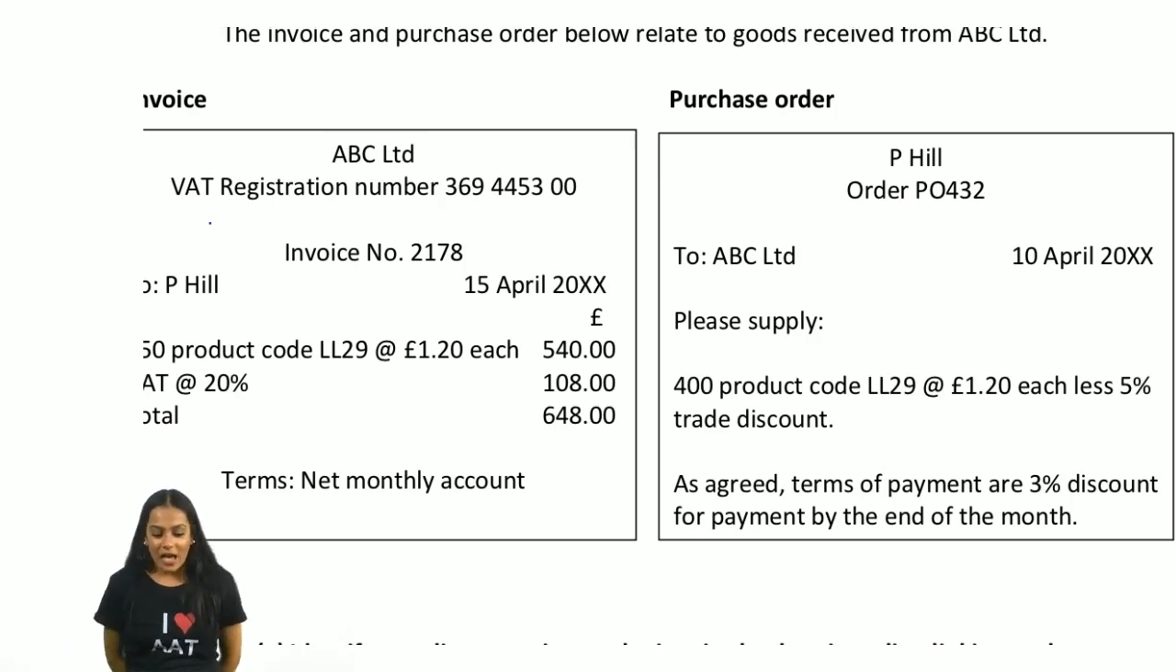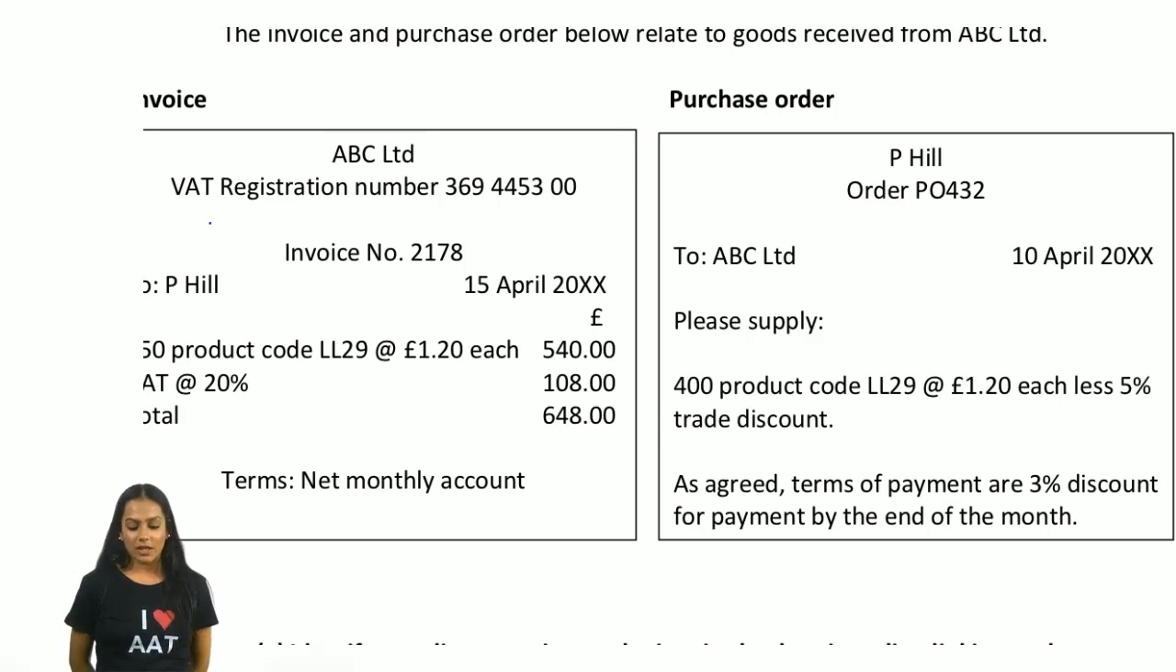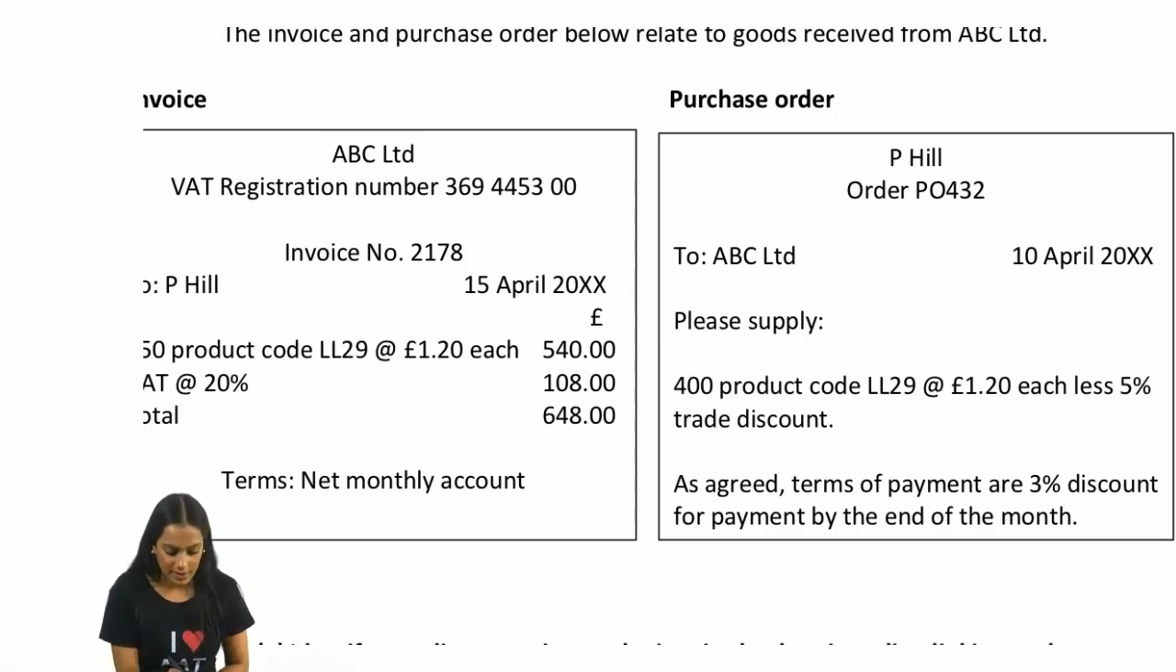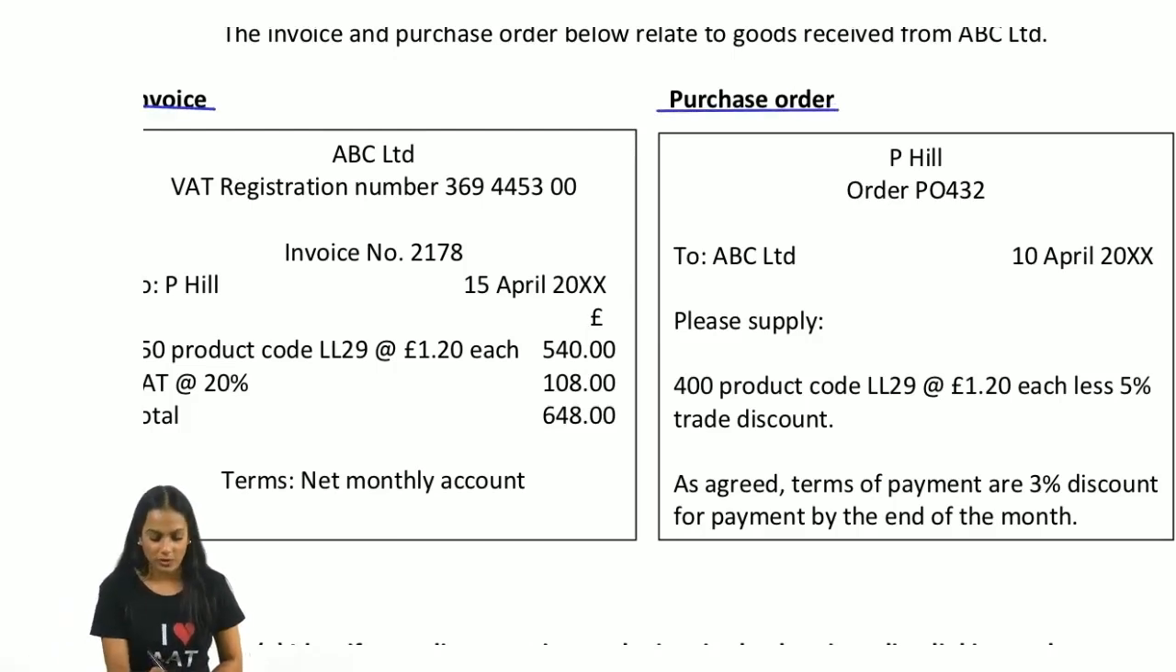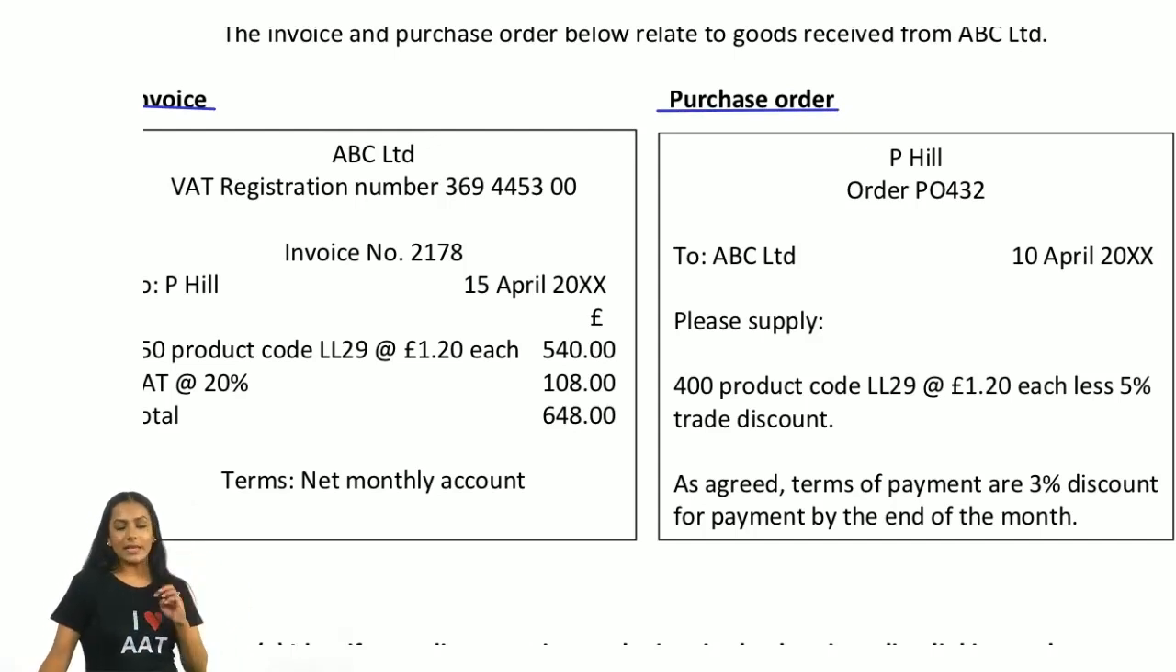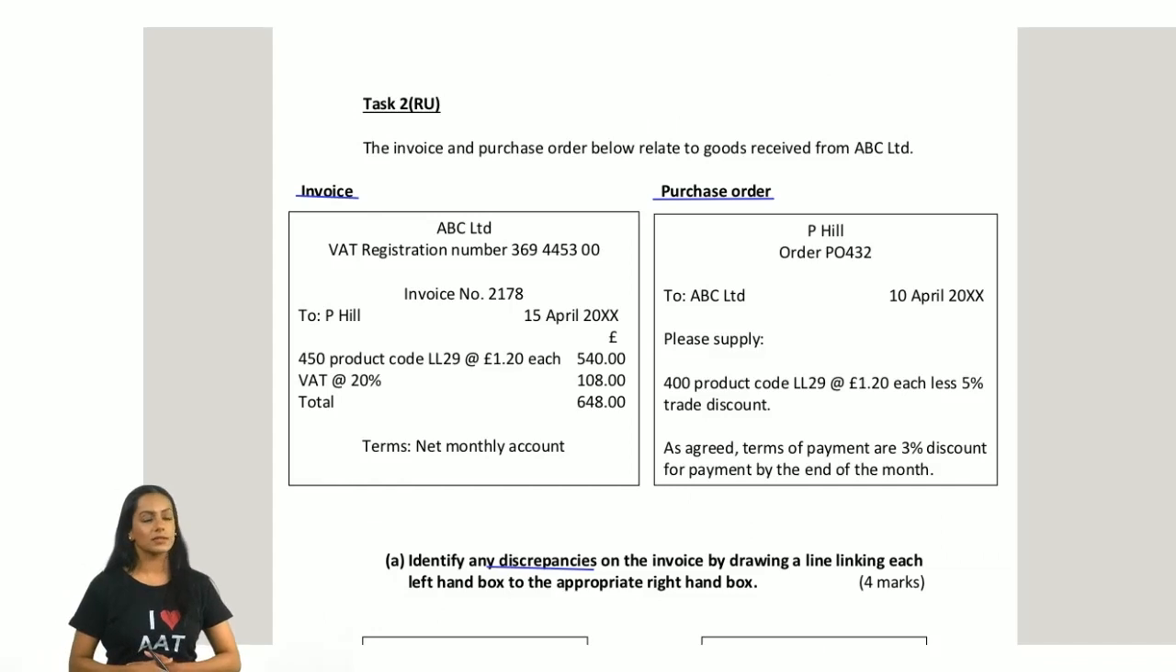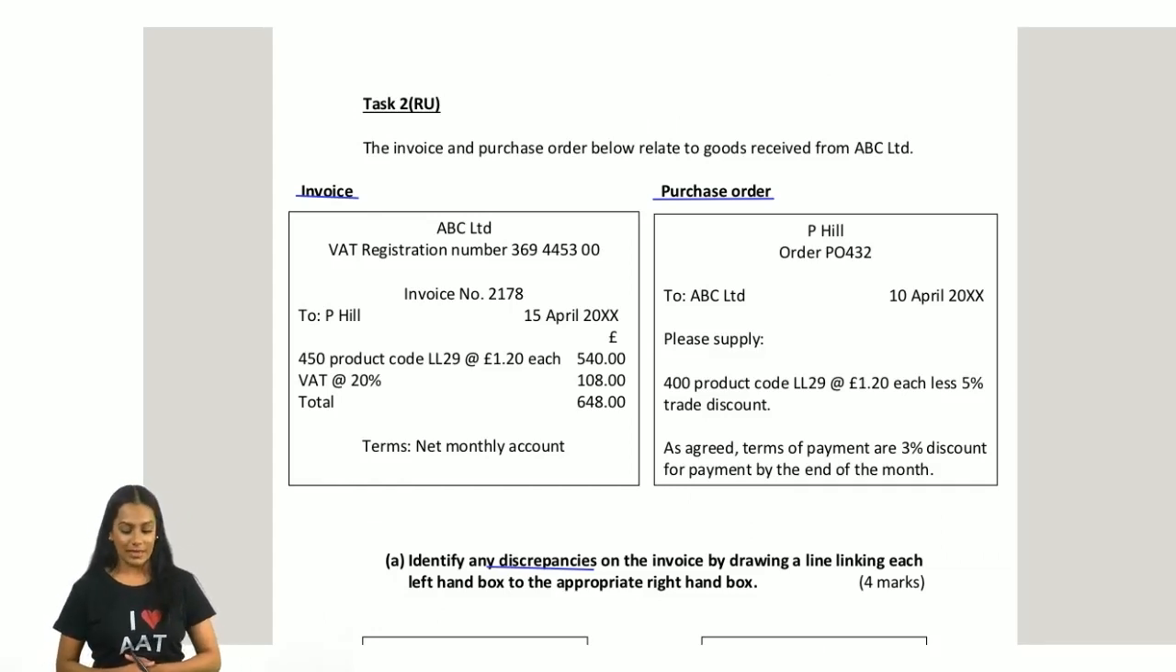The invoice and purchase order below relate to goods received from ABC Limited. We have an invoice here and a purchase order there. ABC Limited is the company that we have just bought goods from. The VAT registration number and the invoice number are given, to P Hill. P Hill is the customer, so I am buying goods from the supplier. Let me just zoom out a little bit. There we go, so you can see every single bit from the invoice and the purchase order.